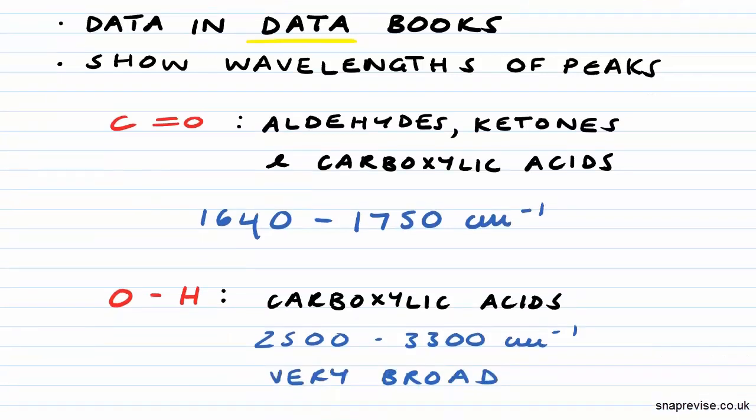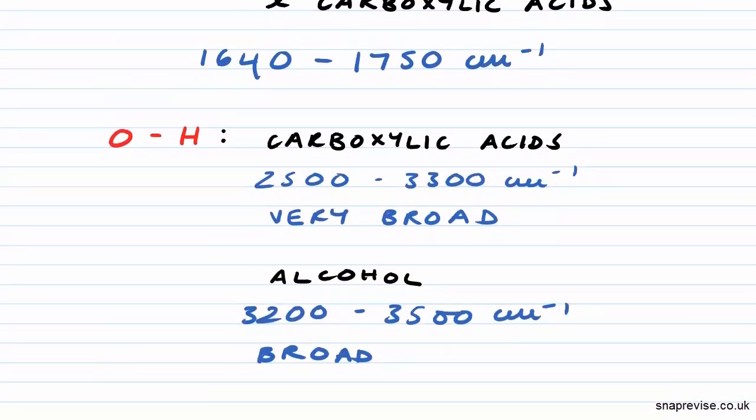Now, the same functional group can actually appear in two different compounds. We know we have an OH in carboxylic acids and in alcohols, and they won't appear in the same wavelength. They'll appear as two slightly different shapes in two slightly different locations. So our OH in a carboxylic acid appears between 2,500 and 3,300, and it's a very broad peak.